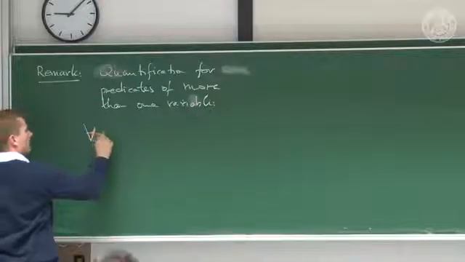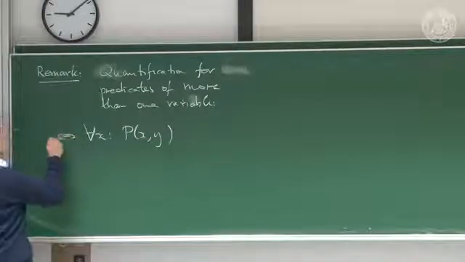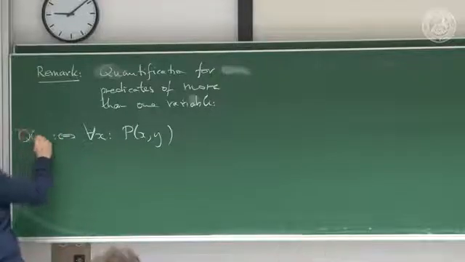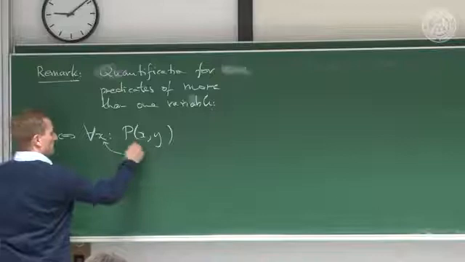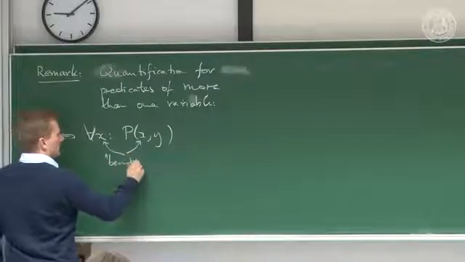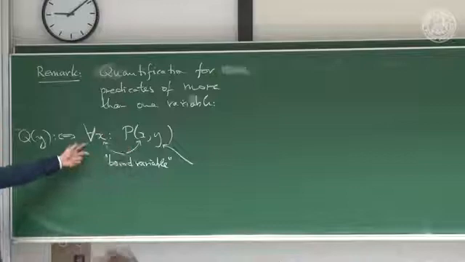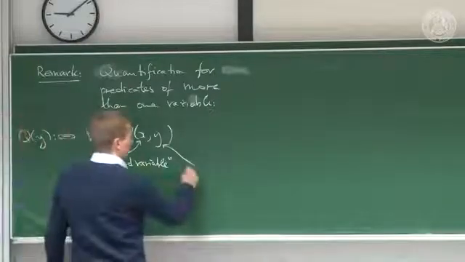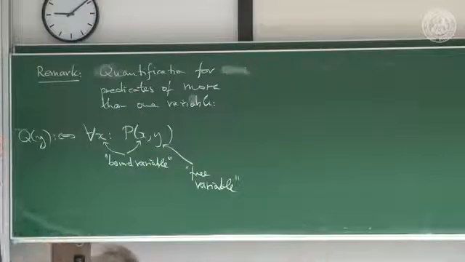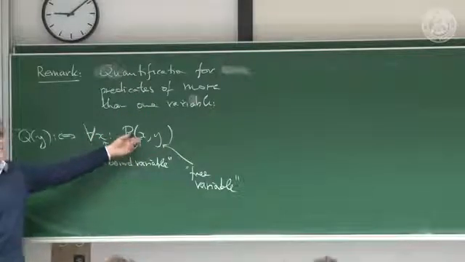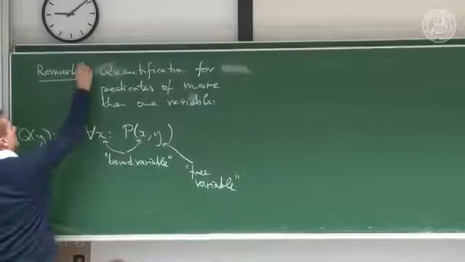So that looks like for all x, P of x and y, which is now a predicate of two variables. Well, what does this yield? Well, obviously, this yields a predicate of just one variable, namely the variable we didn't quantify over. So usually one refers to this as the bound variable. And to this y that survives the quantification and then appears again, we call this the free variable. And well, if you quantified once, you quantified one of the variables away, you have one variable left, you can quantify again. So that's remark 1.